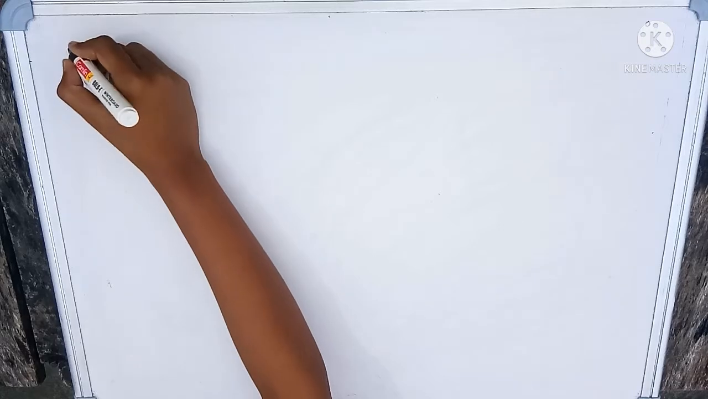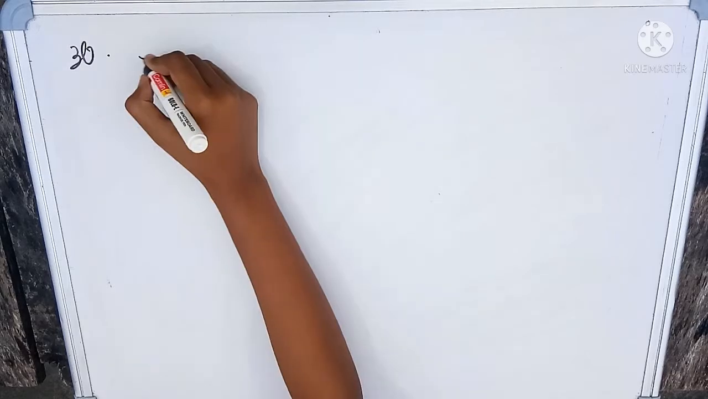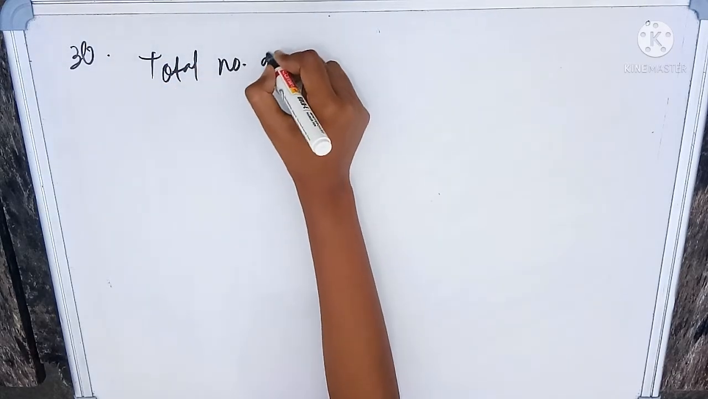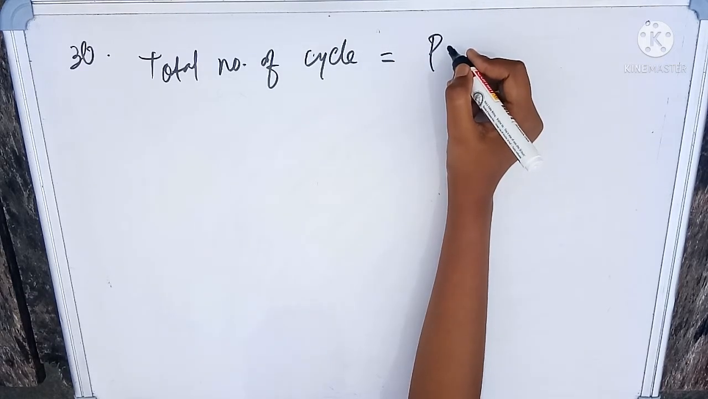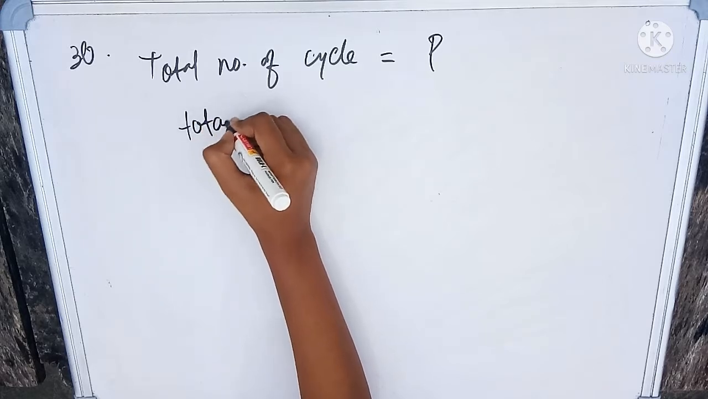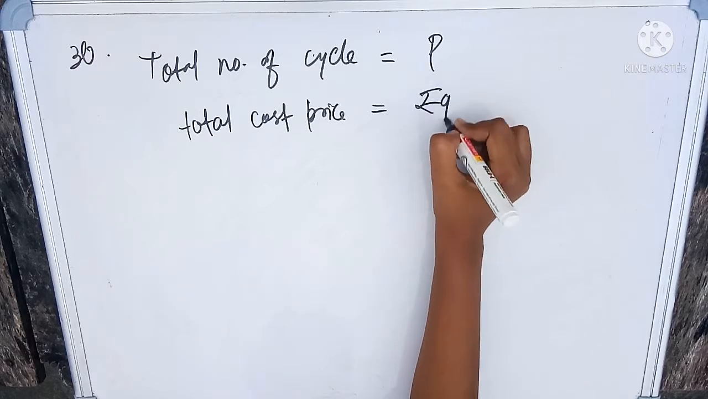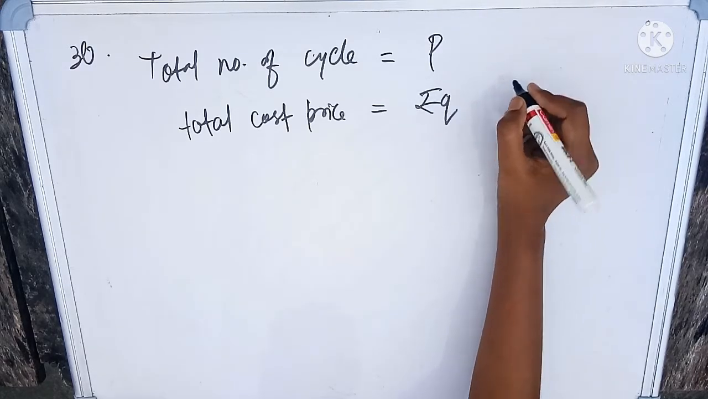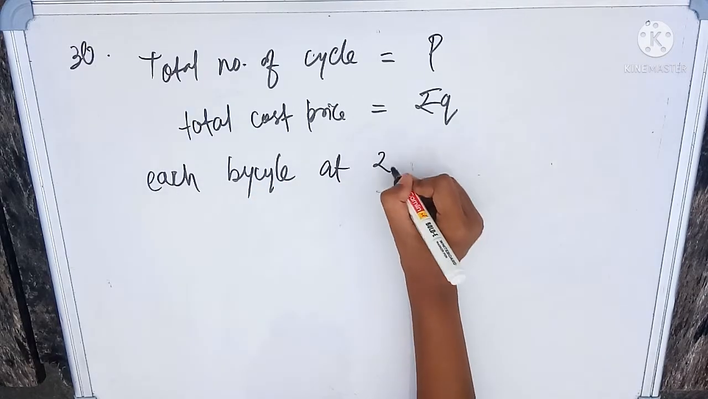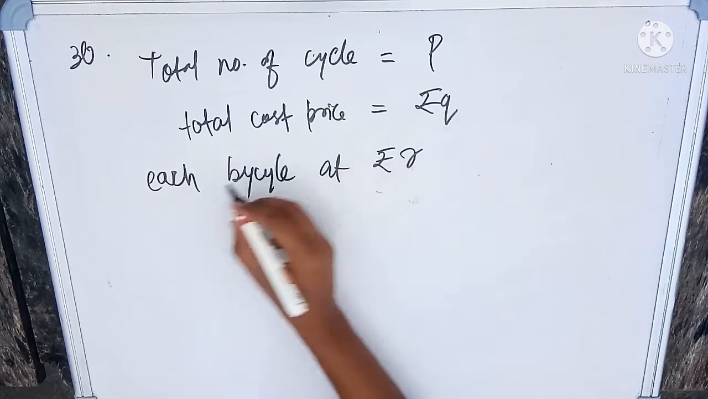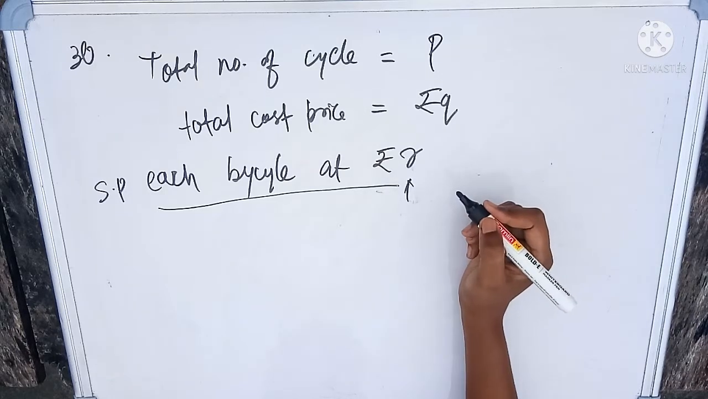Now question number 30 says that a man buys P cycles. Here we have the total number of cycles equal to P at a total cost of rupees Q. So here we have the total cost price equal to rupees Q. Now in the question it says that he sells each bicycle at rupees R. So here we have the selling price of one bicycle, which is R.